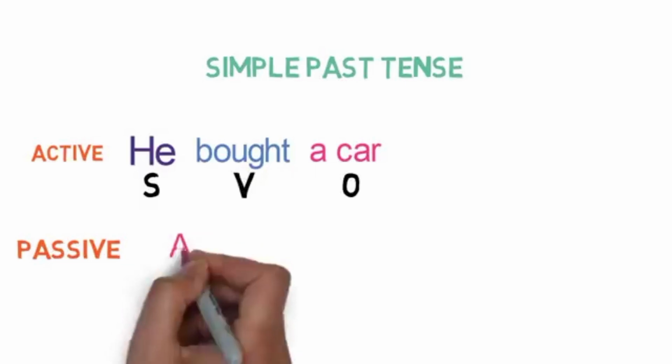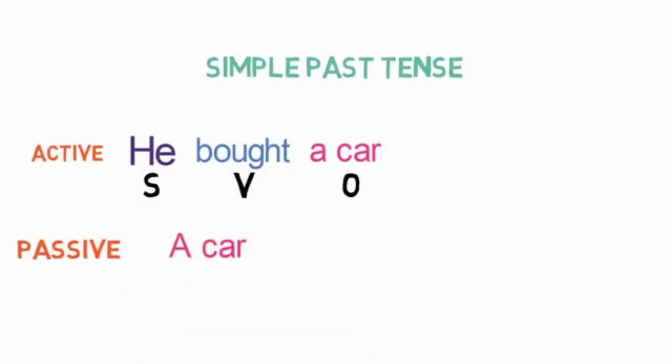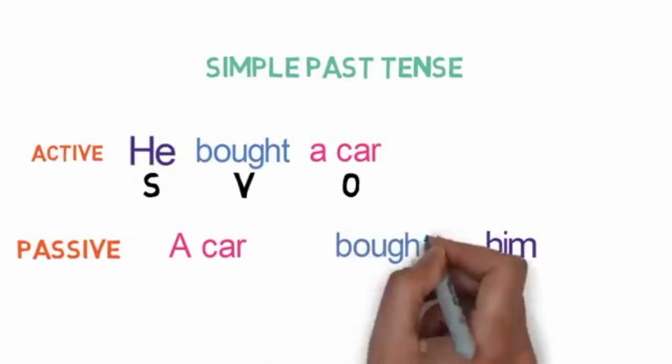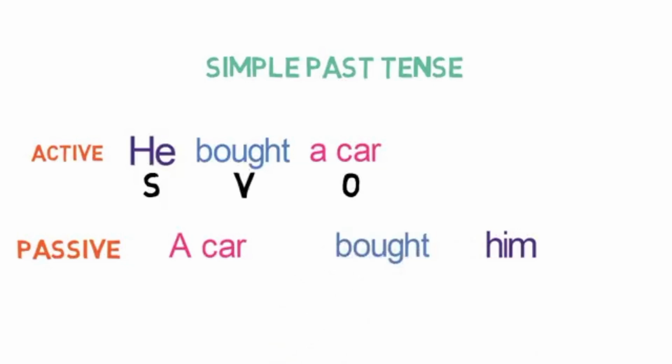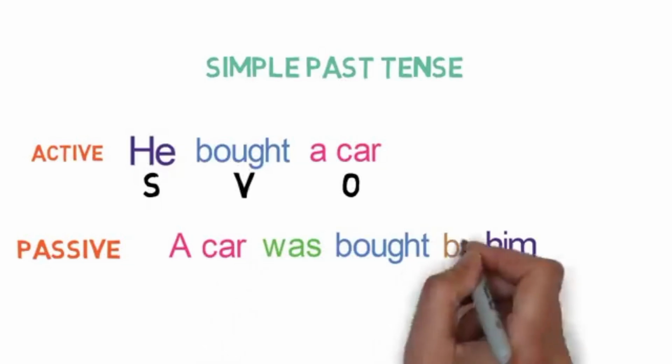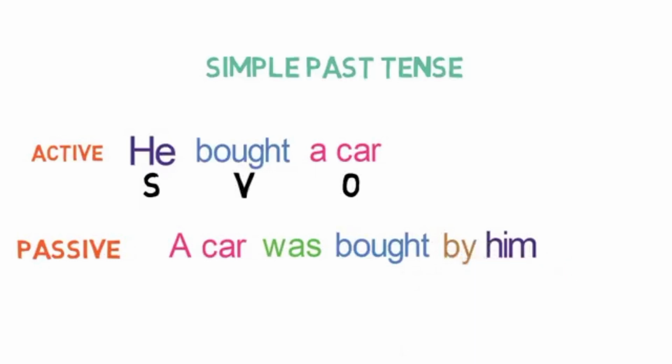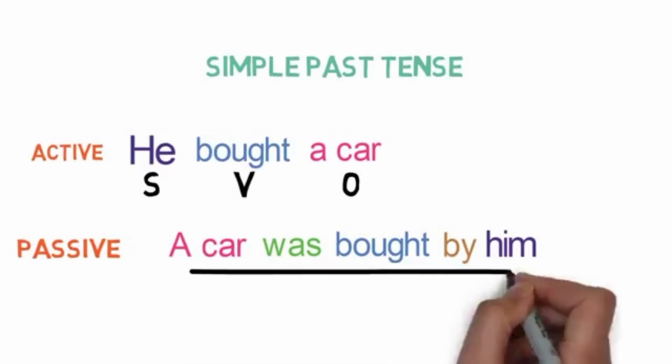So here it will be a car, and at this position it will be him. Now converting the main verb to third form, it will be bought. Next, adding a suitable helping verb, it will be was. And lastly, we need to add by here to make the sentence complete. So the whole sentence is, a car was bought by him.